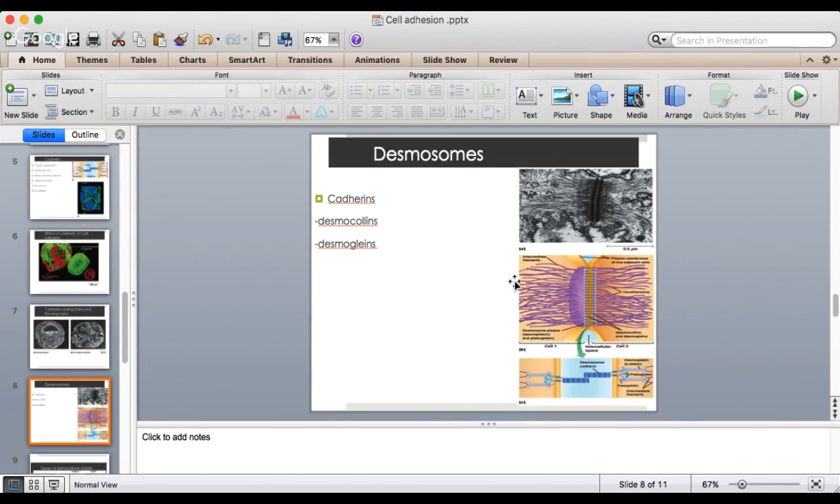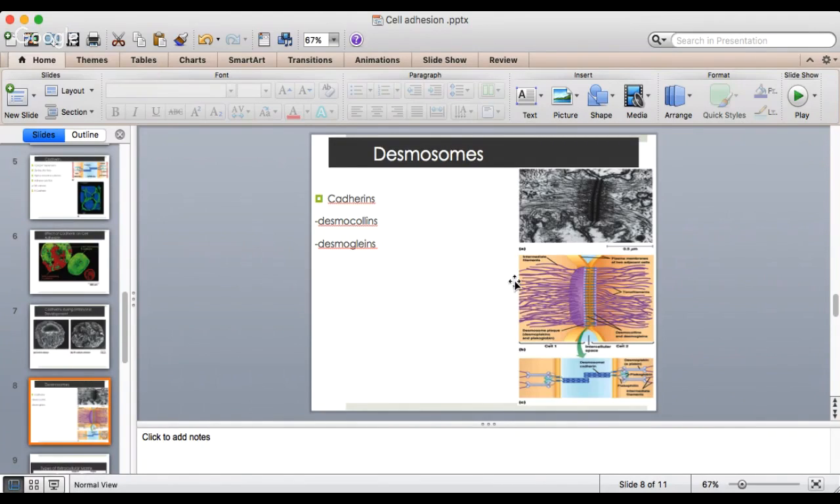So moving on to the desmosomes. As previously stated in my earlier slides, desmosomes act as a spot weld to join two cells together and attach to keratin filaments. Desmosomes are typically found in tissues that have constant stress and pressure, which is typically the skin.